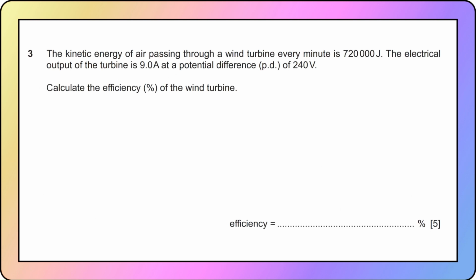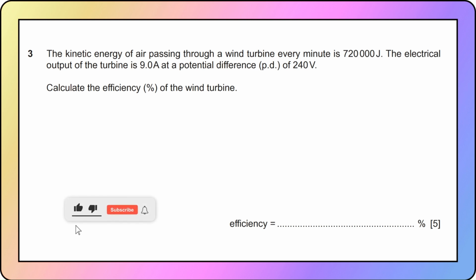The kinetic energy of air passing through a wind turbine every minute is 720,000 joules. The electrical output of the turbine is 9 amps at a potential difference of 240 volts. Calculate the efficiency percentage of the wind turbine.